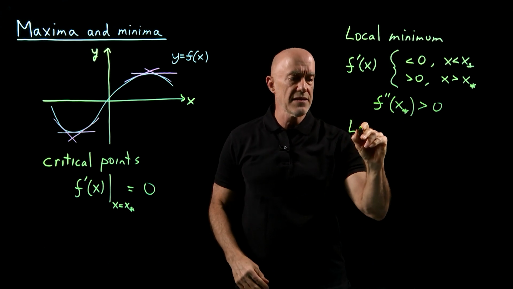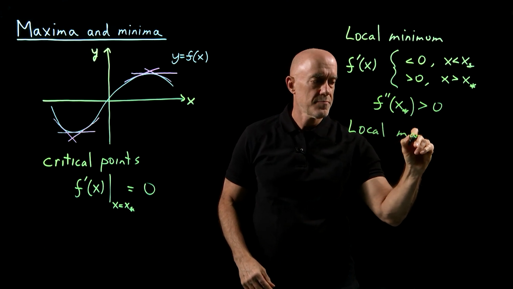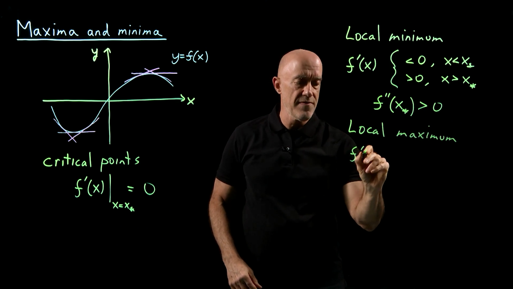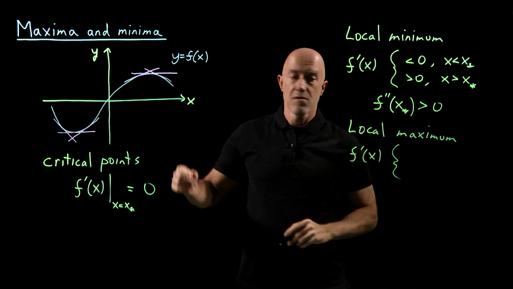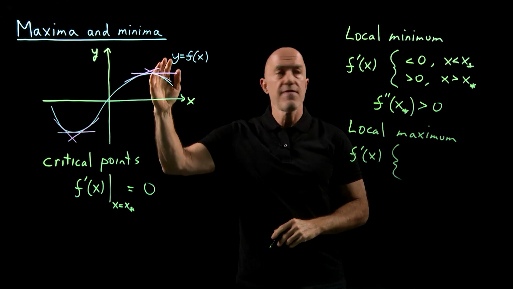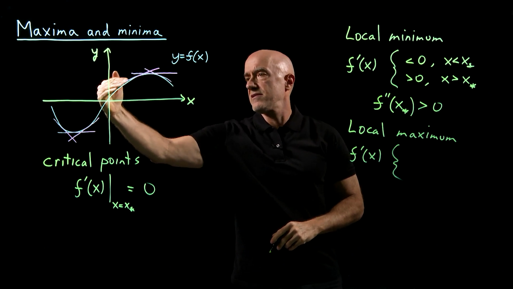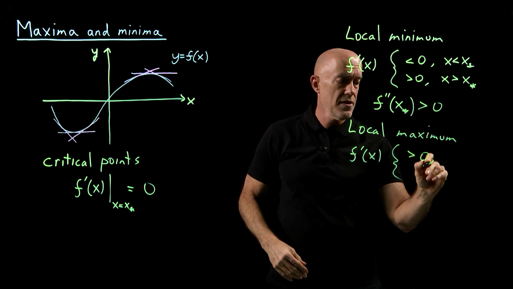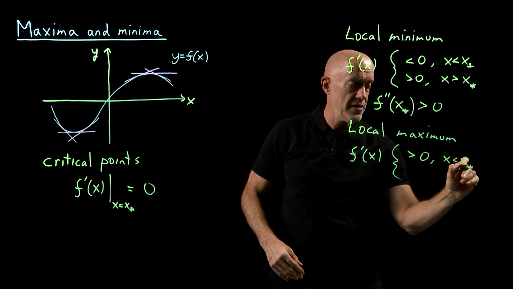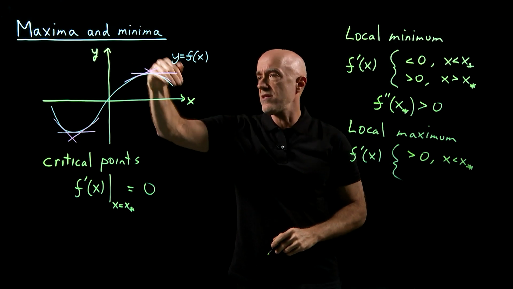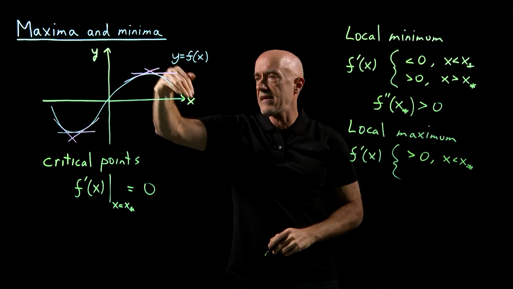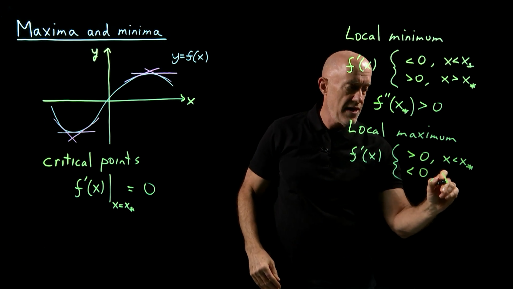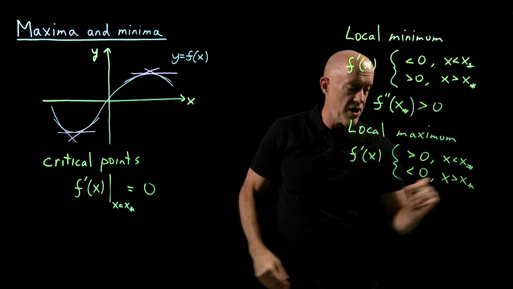What about a local maximum? Everything should be reversed now. So what is f prime of x? We look here, and if x is less than x star, the slope is upwards. So f prime of x is positive, greater than 0, if x is less than x star. And then if x is greater than x star, the slope is negative, sloping downward. So f prime of x is less than 0 if x is greater than x star.